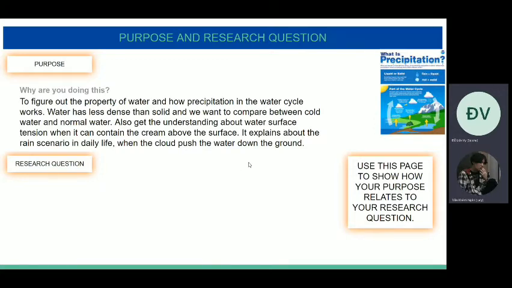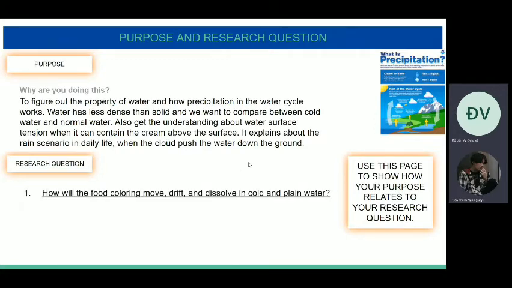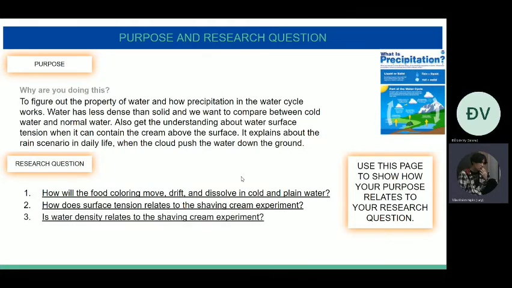While doing the experiments, we also ask ourselves questions like how will the food coloring move, drift, and dissolve in cold and plain water? How does surface tension relate to the shaving cream experiment? And is water density related to the shaving cream experiment?